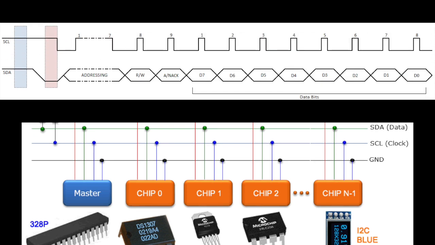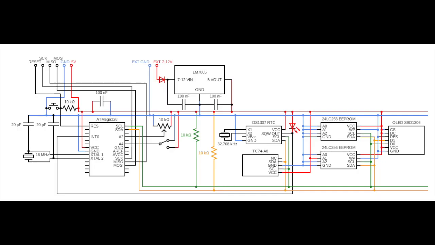Then, the peripheral and controller communicate with each other by sending 8 bits of data across the serial data line while the clock pulse runs. This process continues until there is no more data to send and the end condition is reached. In this schematic, the serial data rail is marked in orange and the serial clock rail is marked in green.